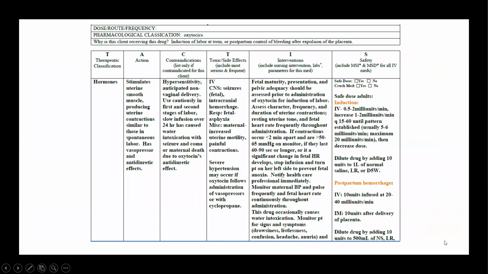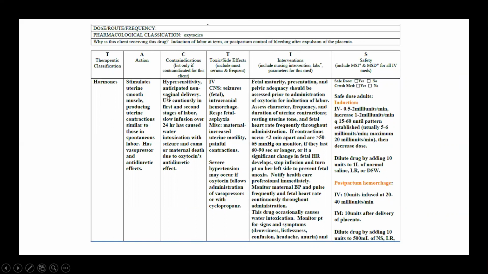So here is an example of what a med tactus might look like. I'm not saying that you have to do this with every med, but every prudent nurse needs to know at least this information or be able to know where to find this information before giving this medication. So this one happens to be for oxytocin, and here's the purpose of it: induction of labor at term or postpartum to control bleeding. And here's how it works.